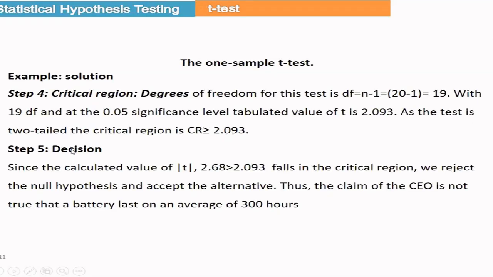Now step 5, we have to make the decision. Our calculated value of t, 2.68 as a positive value, is greater than 2.093, that is, it falls in the critical region. When the calculated value falls in the critical region, that is, greater than the tabulated value, we reject the null hypothesis and accept the alternate hypothesis.